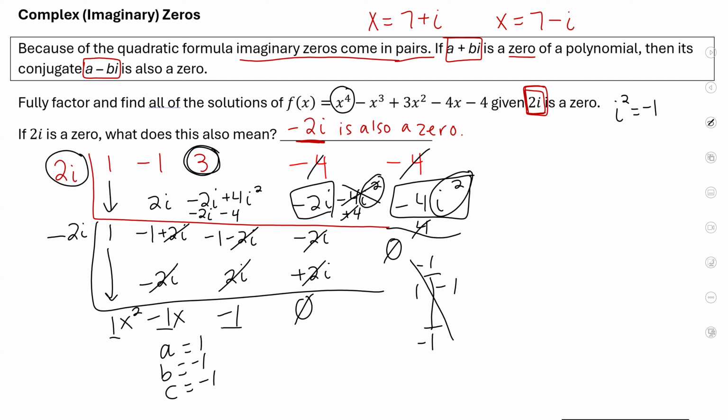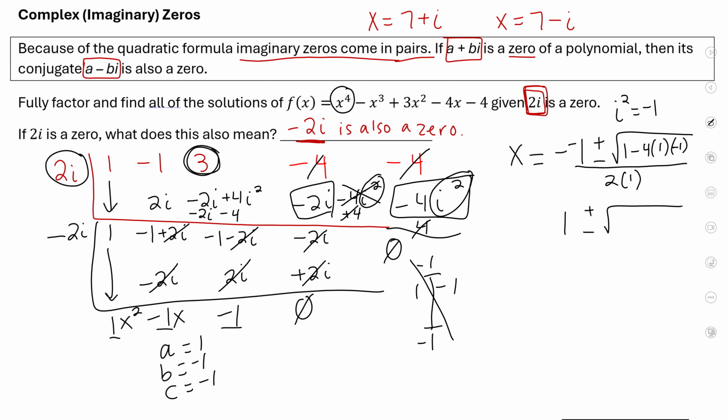The quadratic formula is x equals negative b plus or minus the square root of b squared minus 4 times a times c, all over 2a. Okay, so let's simplify this. This will become 1 plus or minus the square root of 1 plus 4, which is 5, all over 2. So this is your answer.